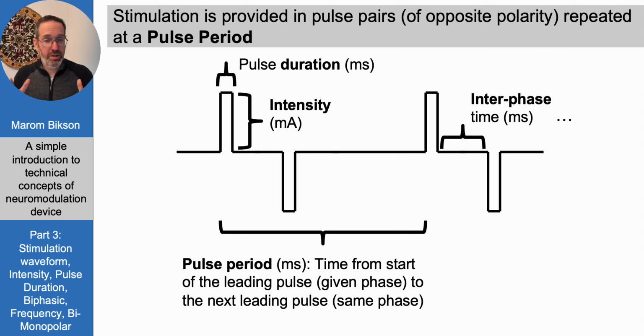Let's say that pulse period is 1 millisecond. And then that's repeated again and again. So every millisecond we have a pair. That will also be described as 1 kilohertz stimulation, 1,000 hertz, because 1,000 times per second we have a pair.